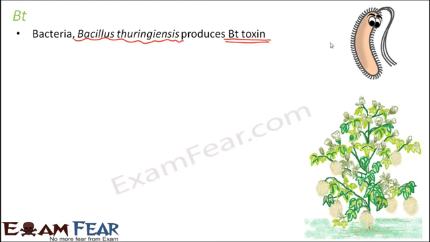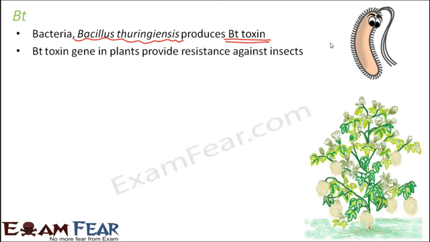So what does this BT toxin do? Let's see. This BT toxin has the capacity to kill insects, so that is how it acts as an insecticide. Now the question is how this BT toxin, which is produced by a bacteria, will be incorporated inside a plant so that the plant can become resistant to insects. That is what we will study here.